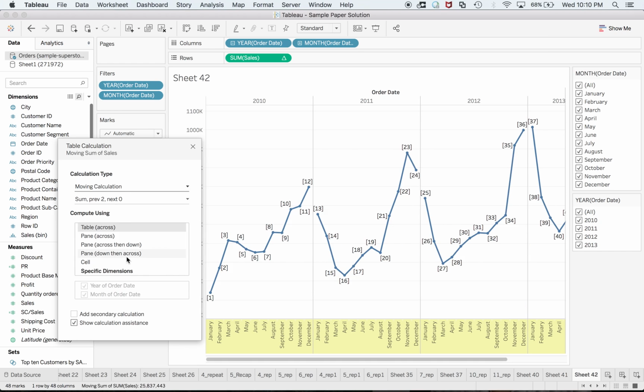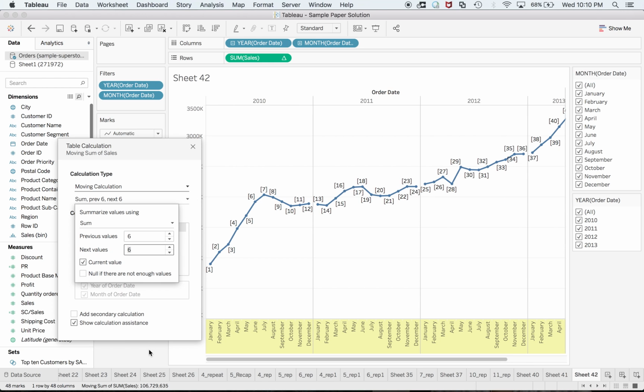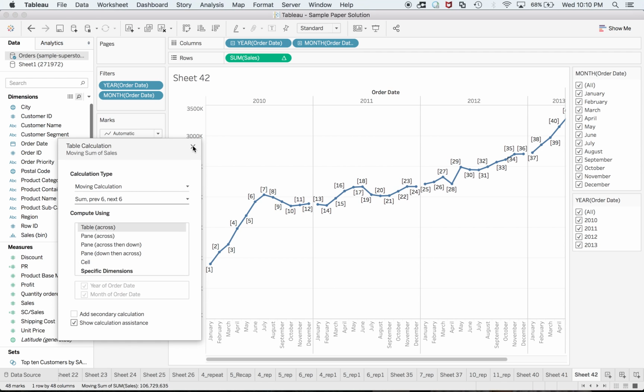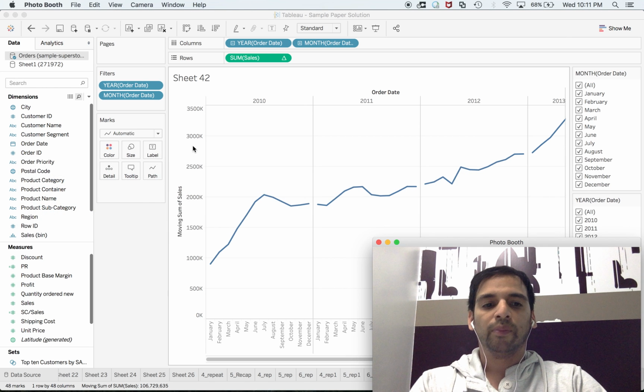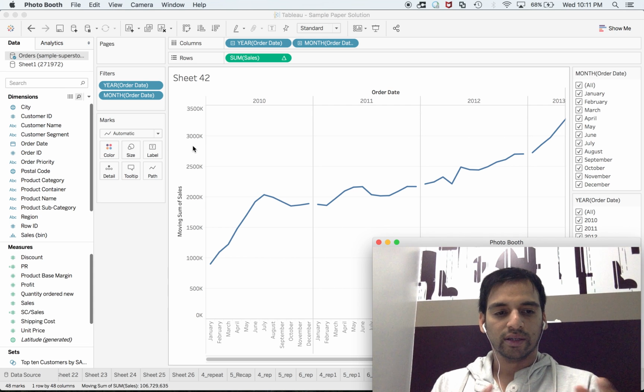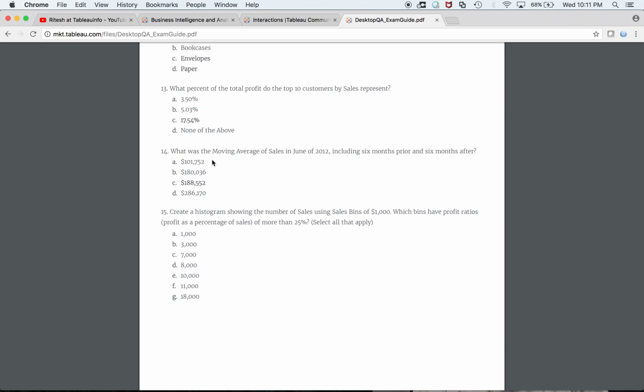We are talking about moving calculation, and we are talking about previous 6 and next 6, right? So in such cases, remember that when I'm talking about moving calculation, let us read the question: what was the moving average of sales in June of 2012, including 6 months prior and 6 months after?